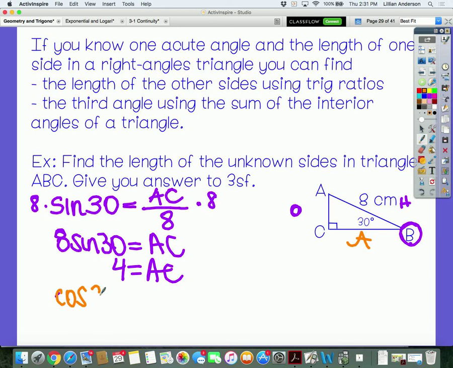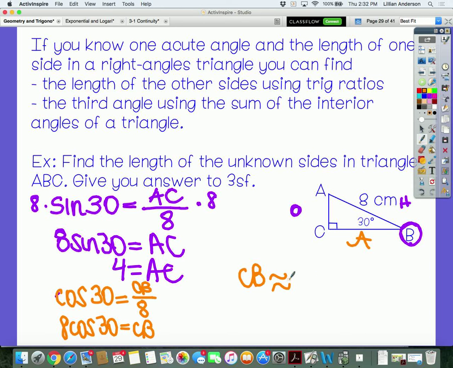So we'll have cosine of 30 degrees equals 1 over what? Over 8. And to find CB, we're just going to multiply. So we'll have 8 cosine 30 equals CB. We'll type that in, and we find out that CB is about 6.928. We are rounding this to three significant figures, so this is going to be 6.93. And both of these are in centimeters, so I forgot to write that in there. Don't want to lose that unit penalty because we're not putting our units.